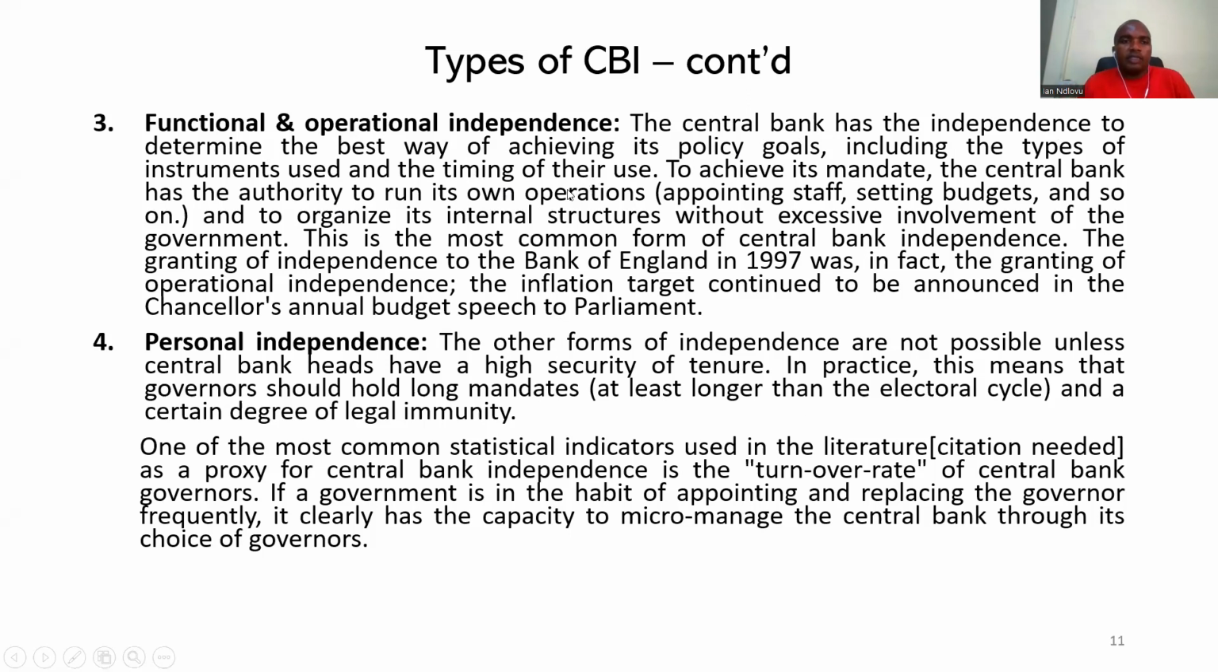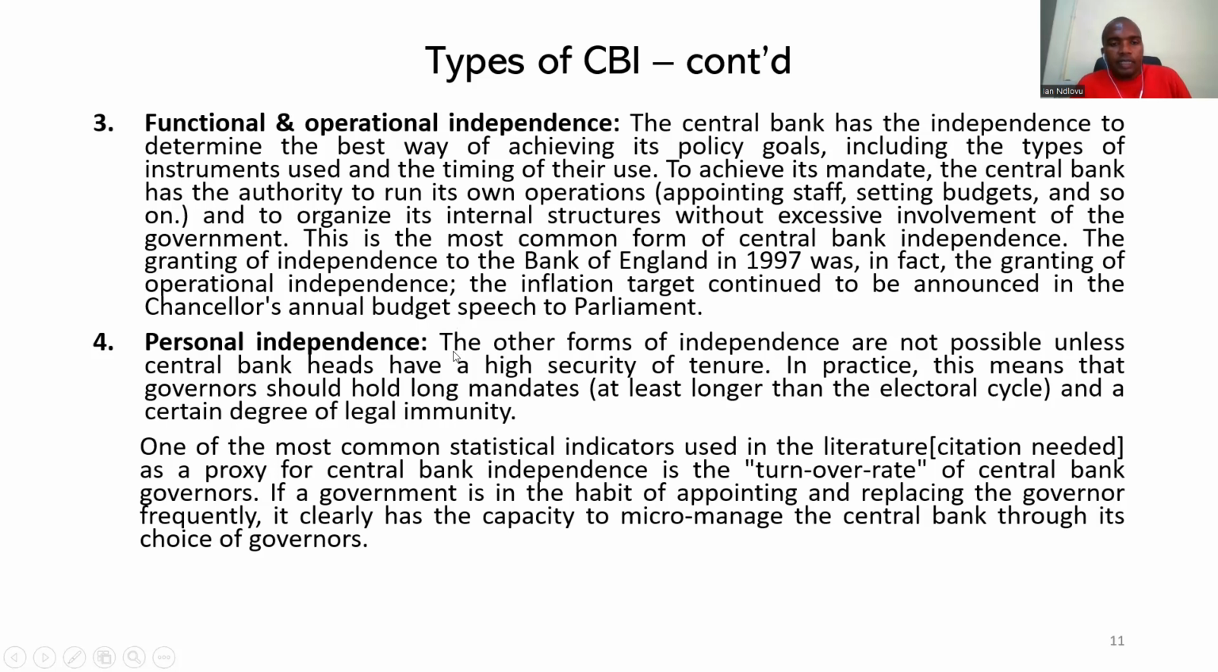To achieve its mandate, the central bank must have the authority to run its own operations, and this authority includes appointing the relevant staff, setting budgets, and so on, and to organize its internal structures without excessive involvement of the central government. This is common practice in many developed countries. Even the Bank of England was granted operational independence in 1997.